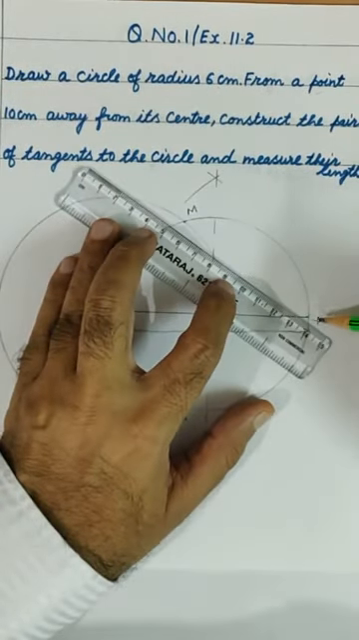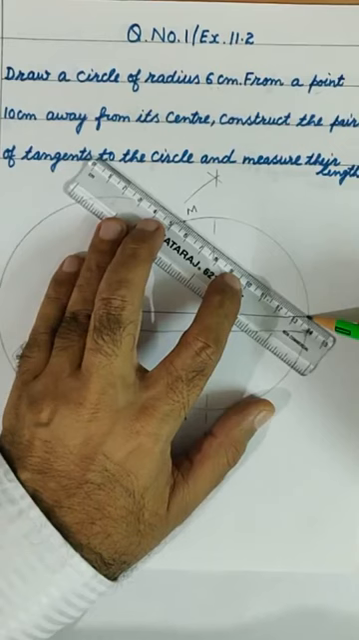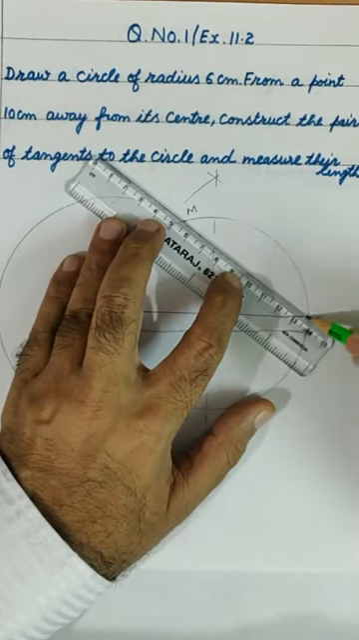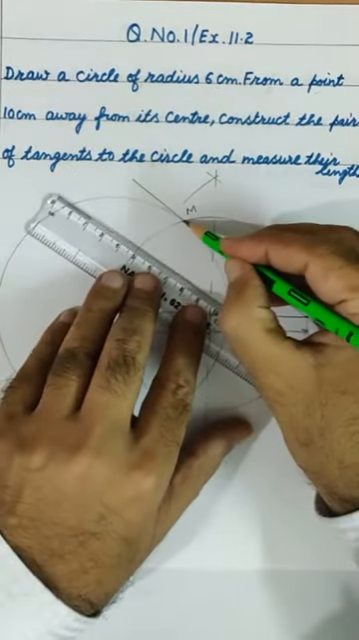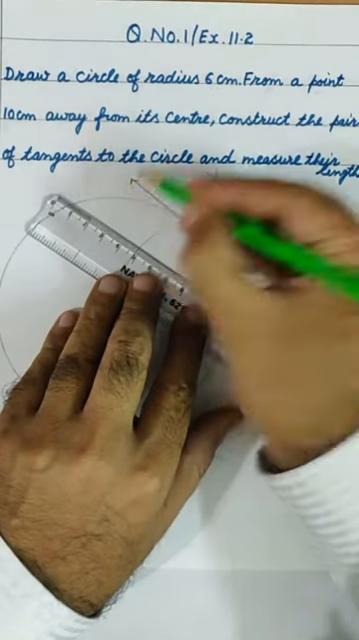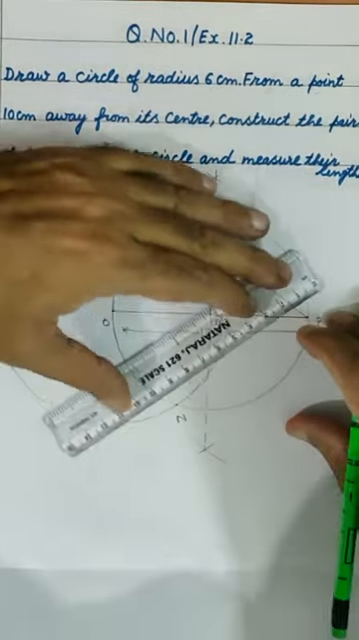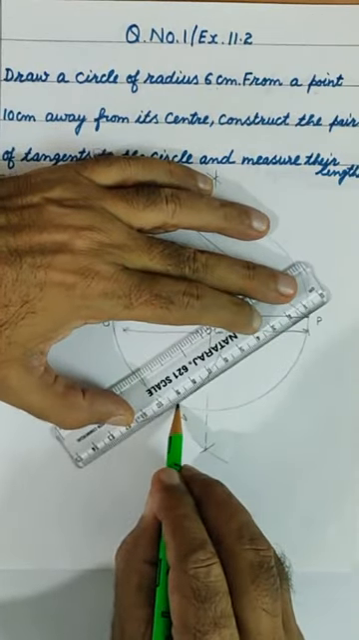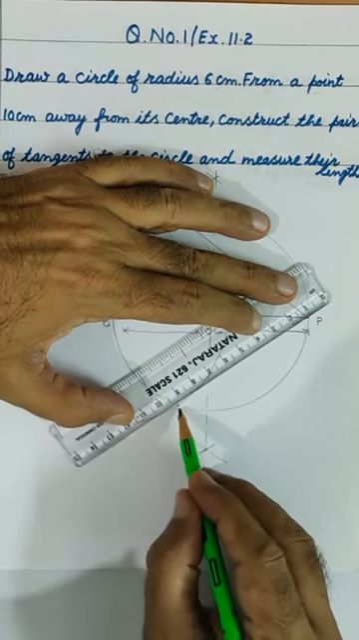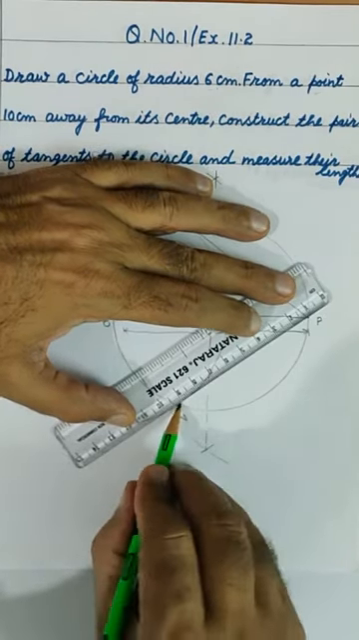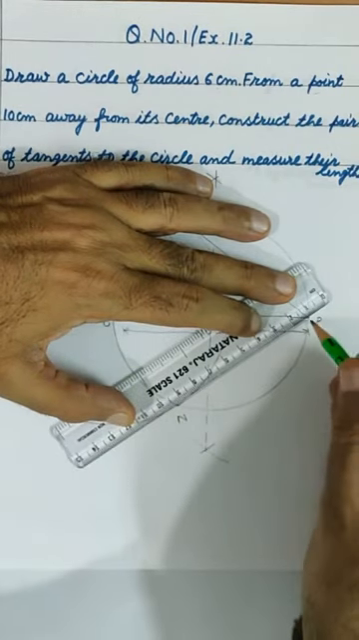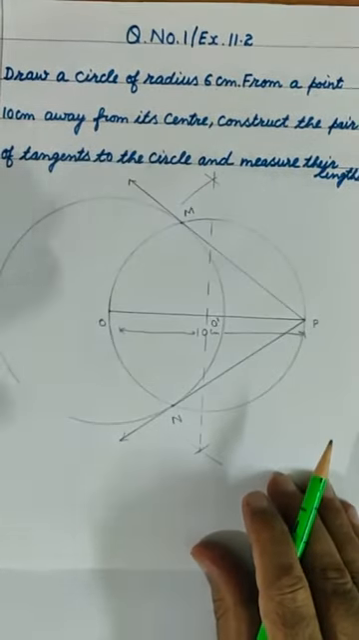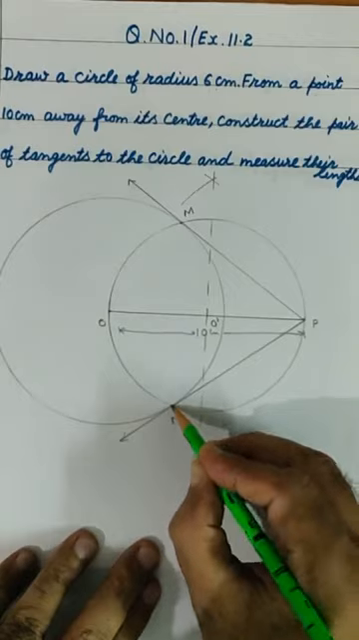Then we can draw tangents from P, joining this point M. We draw a line touching this circle at M, and from here also we can draw another. You got it or not? If you produce it, it will not intersect, it will just touch at this point and pass through.